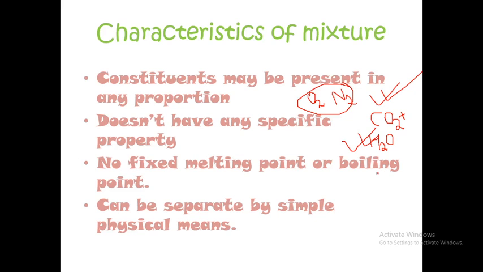Unlike compounds, the composition of mixtures may vary. Compounds have a fixed composition and somewhat fixed properties, but mixtures do not have any specific property. They do not have a fixed melting point or boiling point, and they can be separated by physical means. Physical means, as I have told you, are filtration, sublimation, distillation. These are the physical means by which the components of a mixture can be separated.